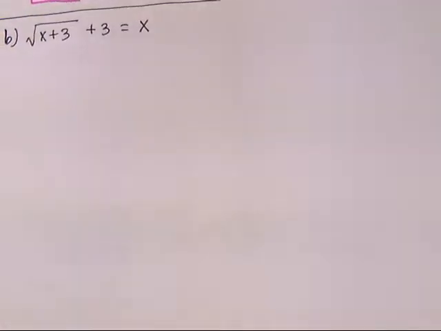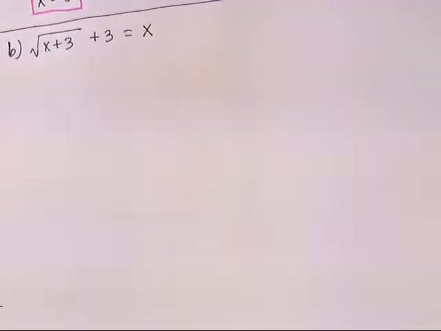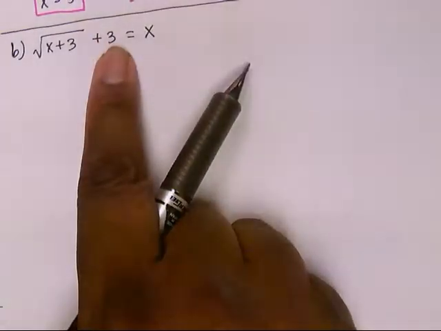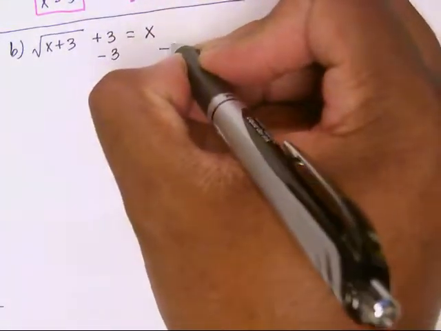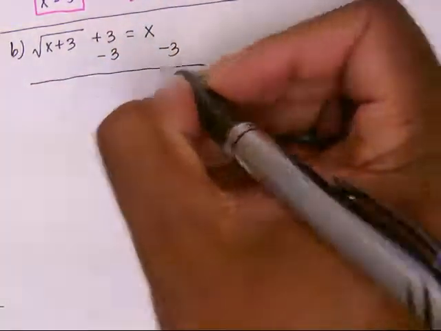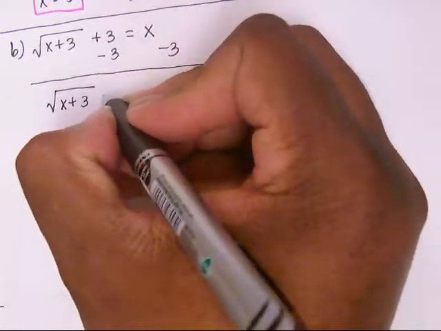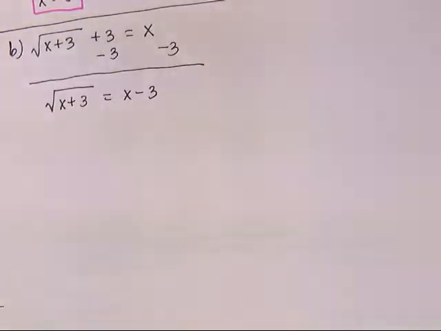Square root of x plus 3 and then plus 3 is equal to x. And I want to solve this radical equation. Well, first of all, I need to get this radical x plus 3 by itself. I'm adding 3, so I need to subtract 3 on both sides. So I got the square root of x plus 3, and that's equal to x minus 3.